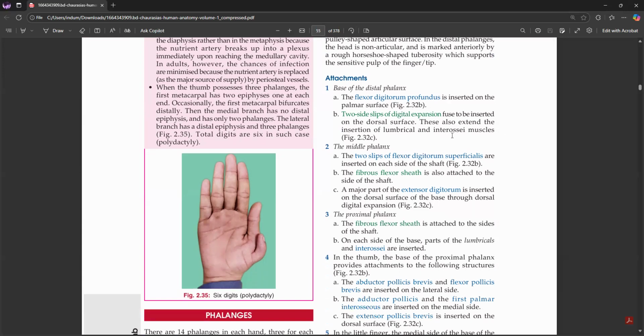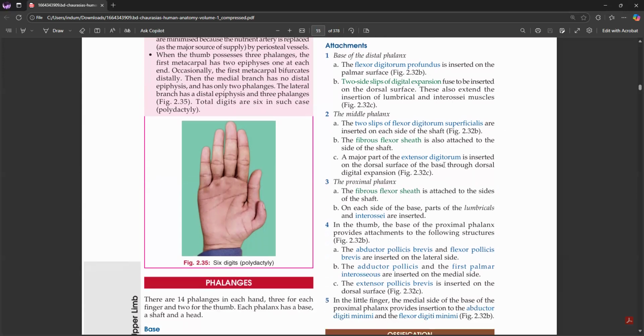The flexor digitorum profundus is inserted on the palmar surface, figure 2.32b. Two side slips of digital expansion fuse to be inserted on the dorsal surface. These also extend the insertion of lumbrical and interossei muscles, figure 2.32c.